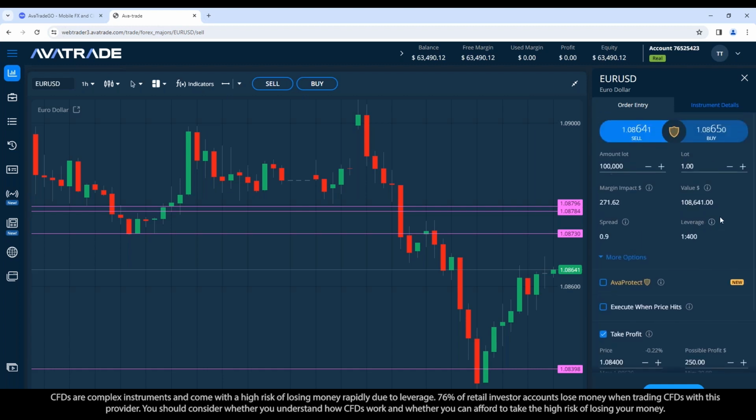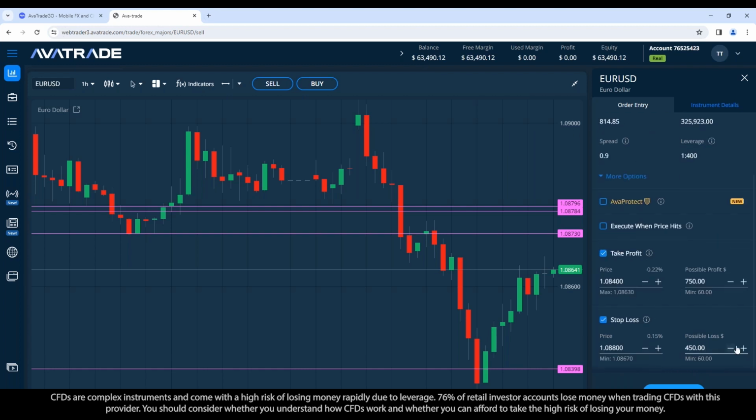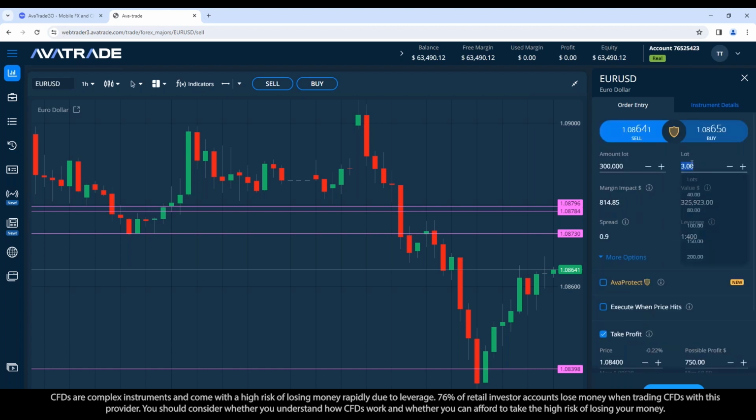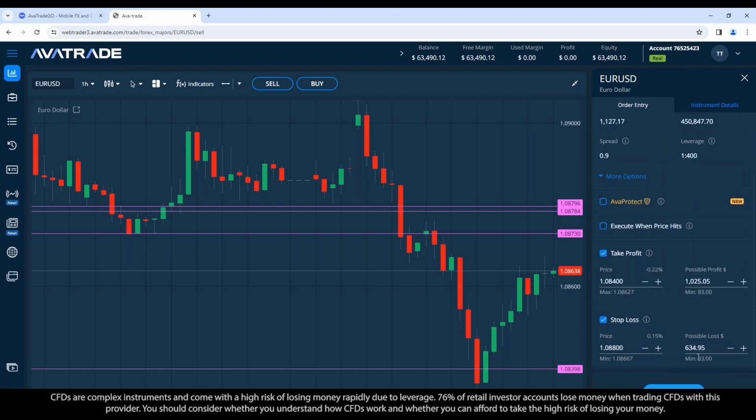If I'm wanting to risk, let's say, 1% per trade, then that's around $635 with the balance I have now. So if I do 3 lots, I'm risking 450. If I do 4.15, I'm risking 635 almost. Okay, so there's my risk, there's my potential profit over 1,000, and I sell.